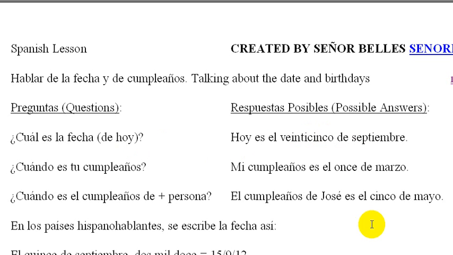The second question is, ¿cuándo es tu cumpleaños? Which is, when is your birthday? And you could answer that. Mi cumpleaños es el 11 de marzo. So my birthday is the number, and then the month.